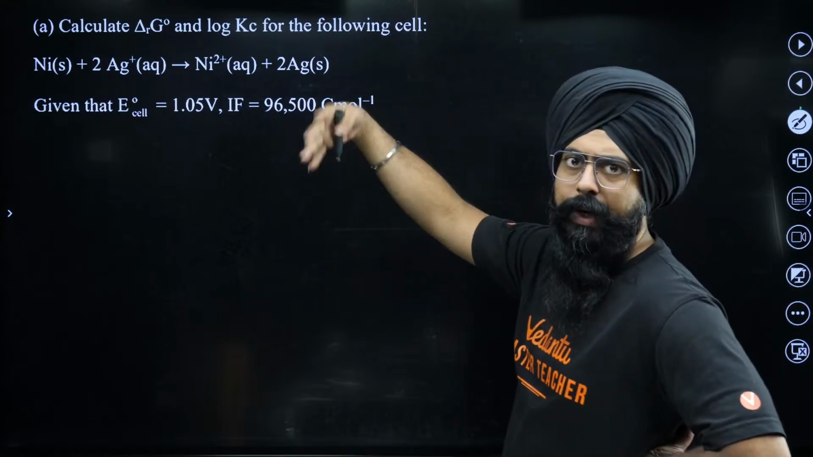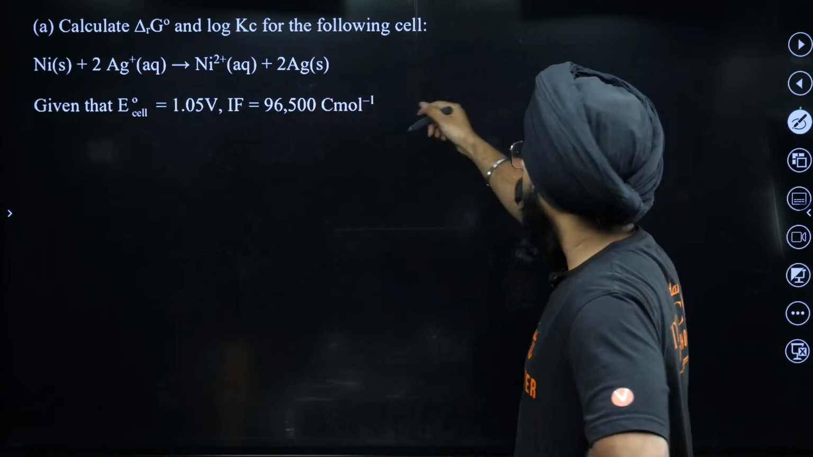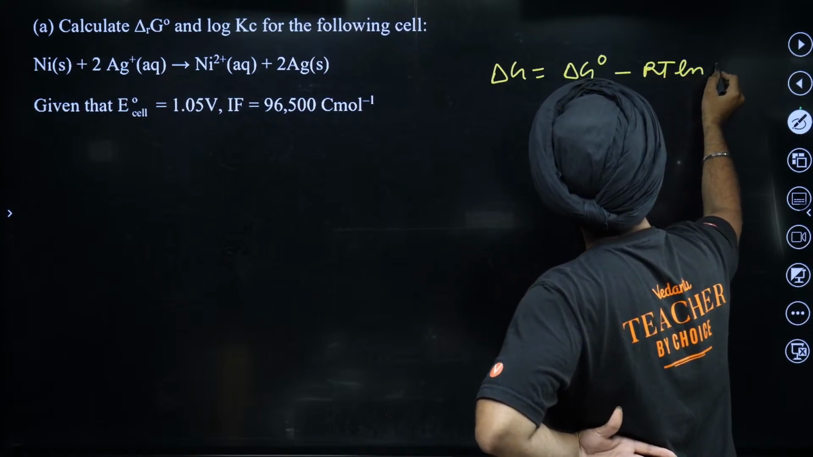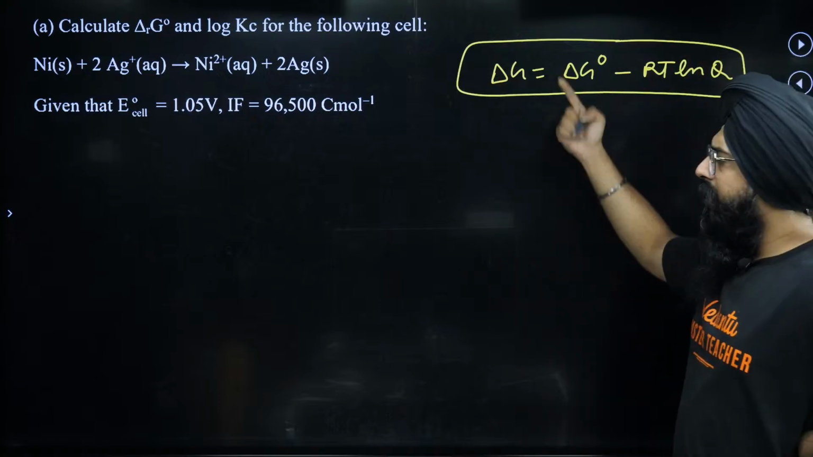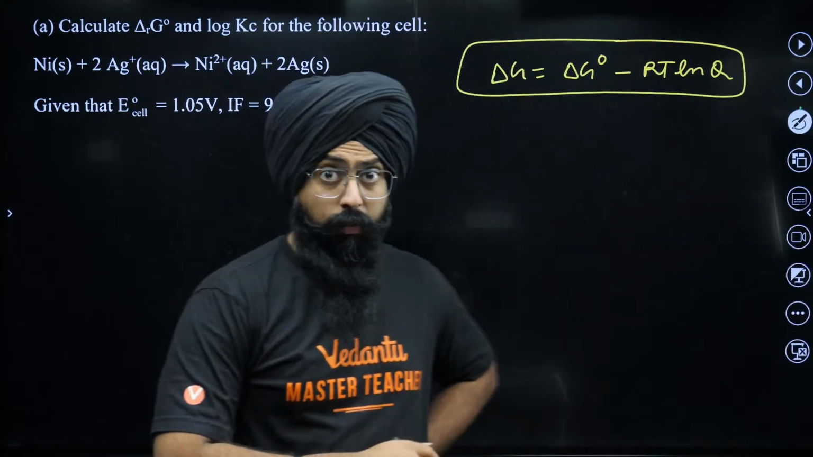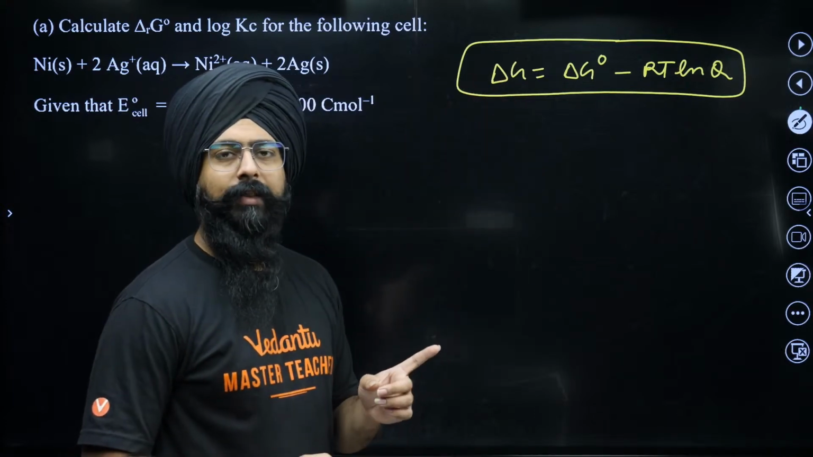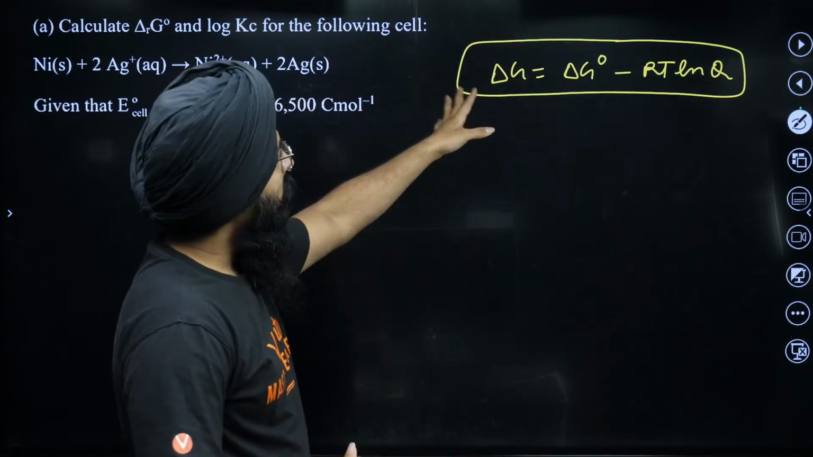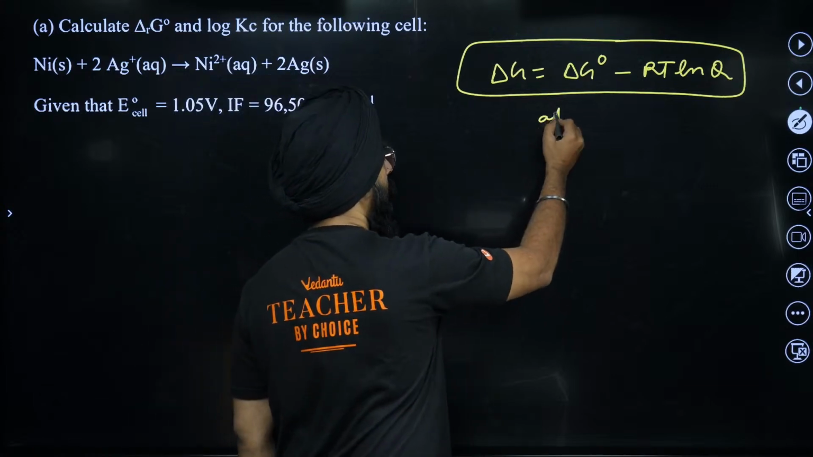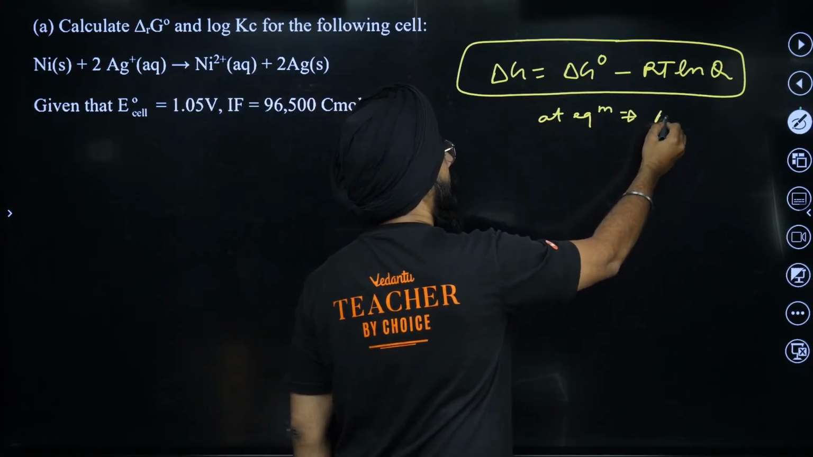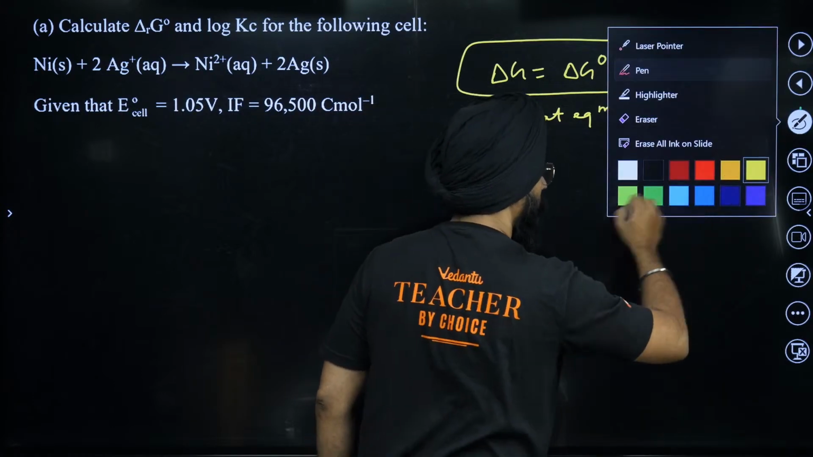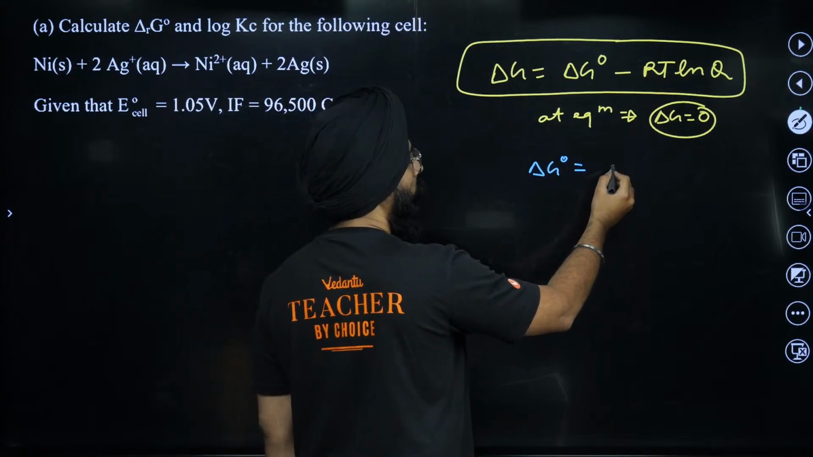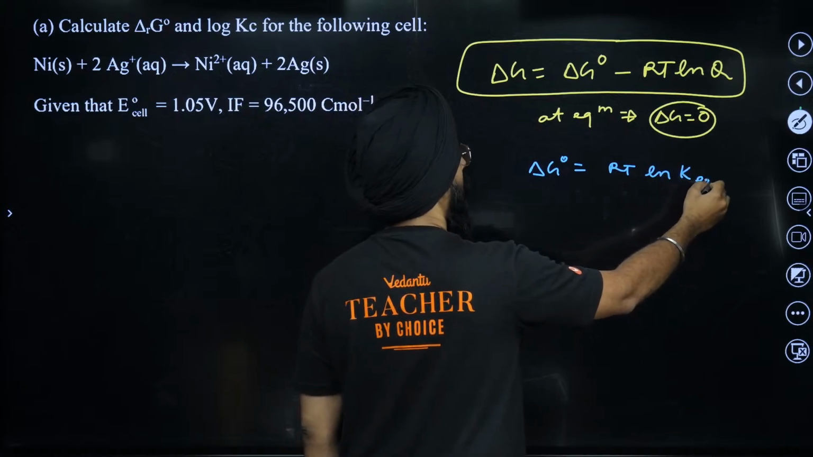People, what is the relationship between delta G and K equilibrium? Delta G is equal to delta G naught minus RT ln Q. This is where the Nernst equation comes from. When you take this equation and use the other equation that says delta G is equal to minus NFE, when you combine those equations, that is where you get the Nernst equation from. So this is the basic idea that we have. Now, at equilibrium, I'm sure you remember that delta G is supposed to be 0. So I can write that delta G naught is equal to RT ln K equilibrium.